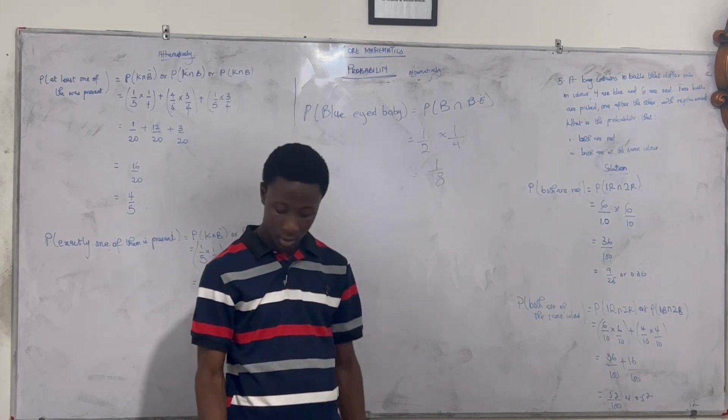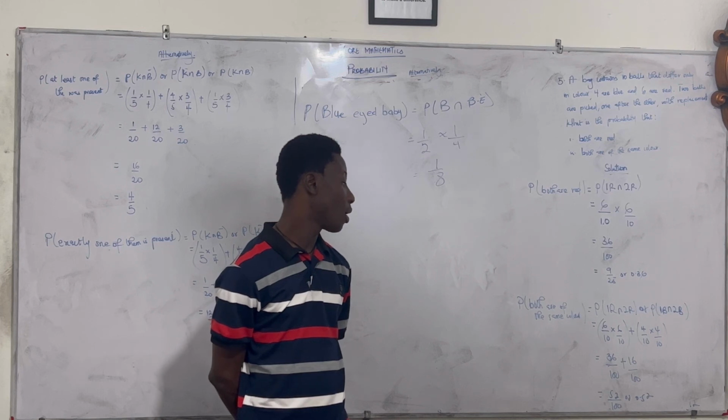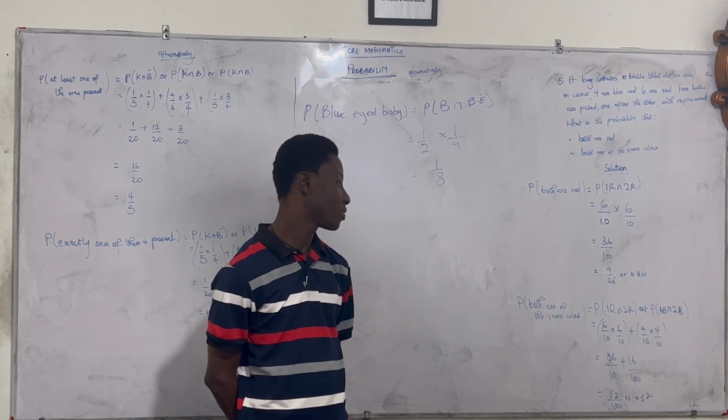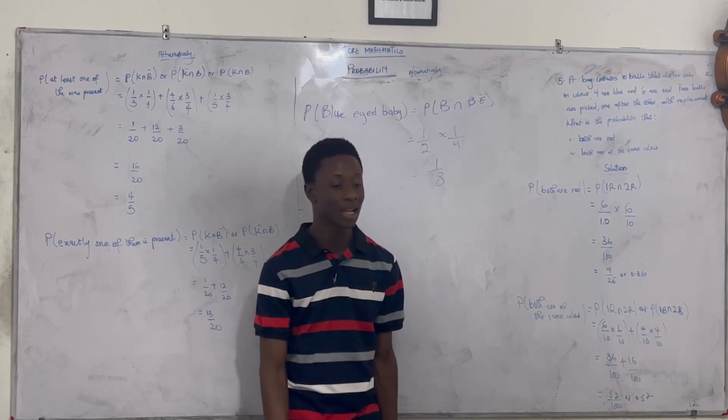0.52, yes. Any question? 52 over 100 can be reduced to 13 over 25, but I think the decimal is okay. At the end of the day, you get 0.52. Both are of the same color. I believe you understand it.